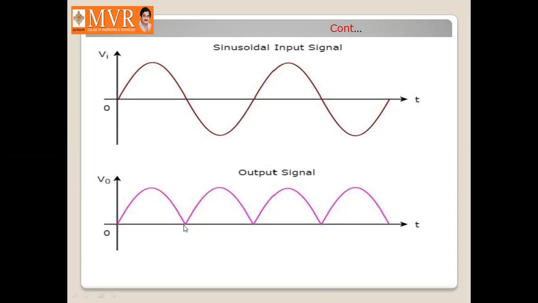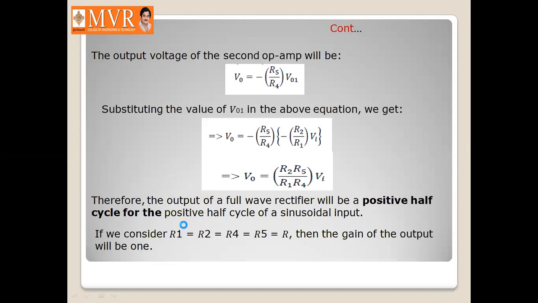And coming to the negative half cycle, what happens during the negative half cycle? If you observe the output of the second op amp, Vo is equal to minus of R5 divided by R4 into Vo1, because here the feedback resistor is R5 and the input series resistor is R4. So R5 by R4 into the input, which is Vo1, the output of the first operational amplifier.